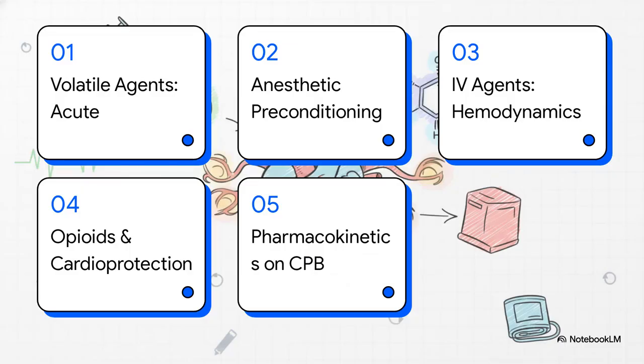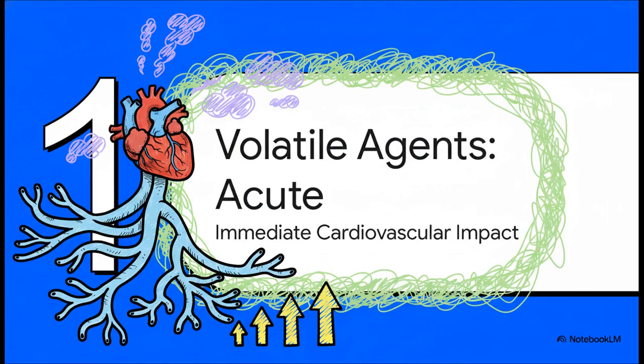So our roadmap for this session is pretty straightforward. We're going to start with the volatile agents, looking first at their immediate, acute effects, and then at their more delayed, protective effects. From there, we'll move on to a comparative look at the hemodynamics of our various IV induction agents. Then we'll explore the really interesting cardioprotective role of opioids, and we'll wrap things up by tackling the unique and often tricky pharmacokinetic challenges we face when a patient is on cardiopulmonary bypass. All right, let's get straight into it, shall we?